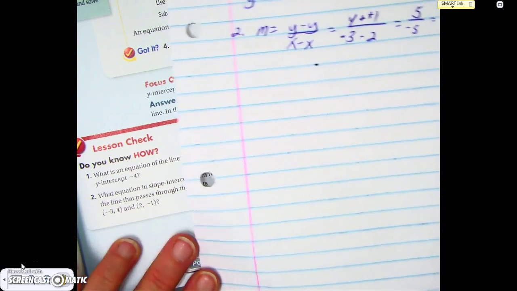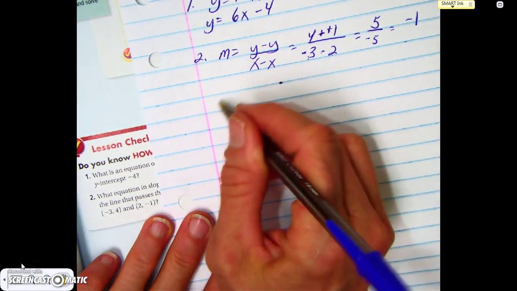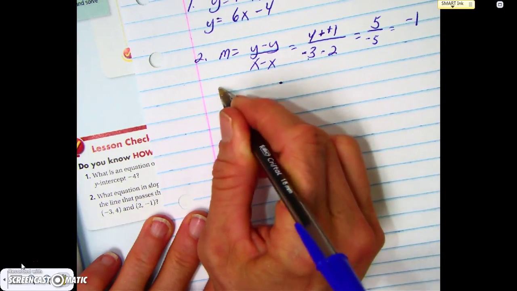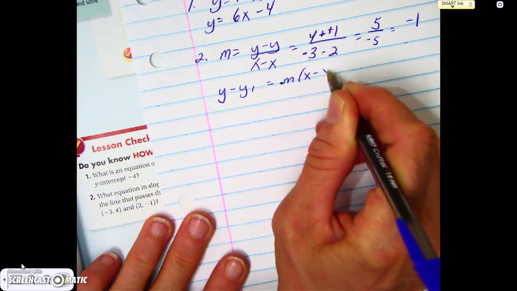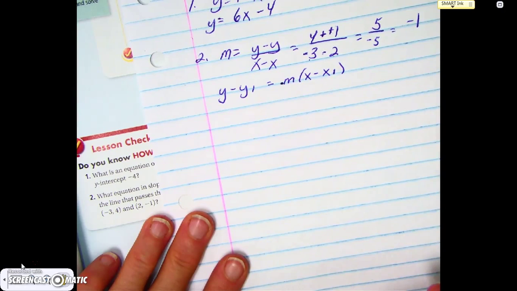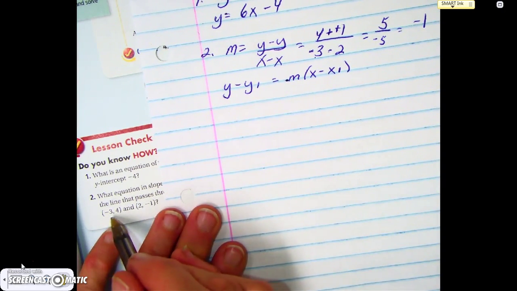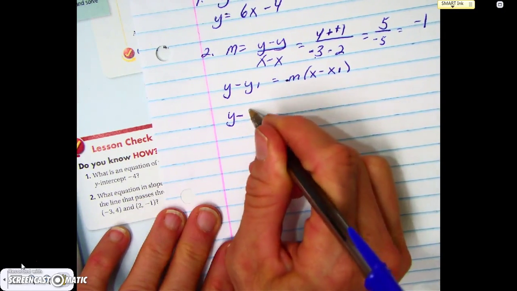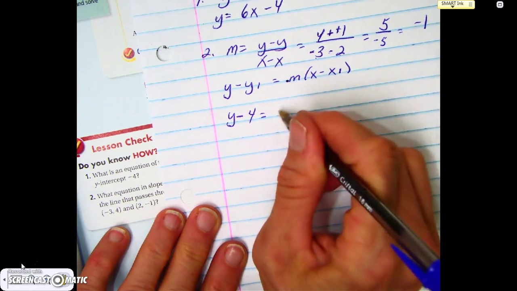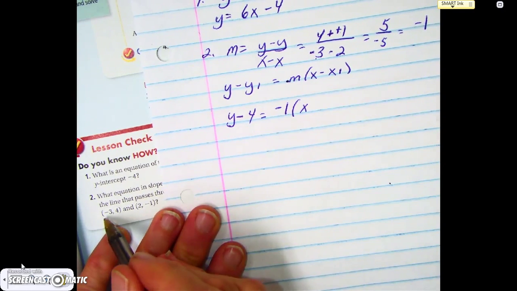So then, if I'm going to figure out the slope-intercept equation, I need to use the point-slope equation. So y minus y1 equals m times x minus x1. I can use either point, so I'm going to choose -3, 4. So I'm going to go y minus y, which is 4, equals, the slope is -1, and then x minus -3.